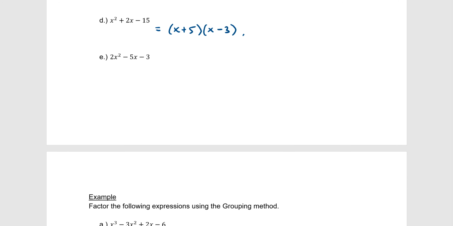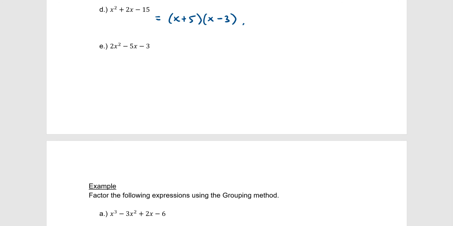And the last one here is the tricky one. We have 2x squared minus 5x minus 3. You should recognize that this one has a coefficient on the x squared term that is not a 1. Anytime you have this, it's going to be a little bit more difficult. And there's a couple different ways to do this, but they all kind of are the same thing, but they're a little bit different in the way that you actually do it.